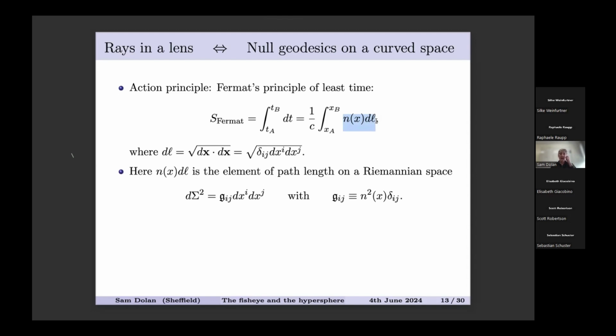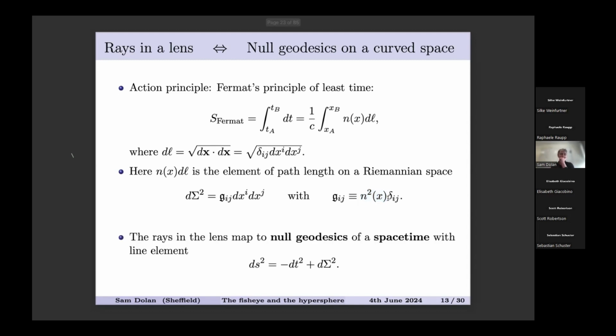And then the metric on that space is simply the flat space metric multiplied by the square of the refractive index. Okay, so we've moved from a flat space to a curved space just by multiplying by some conformal factor here. Okay, so in this way, we can map naturally between the null geodesics on space-time and the rays in a lens.